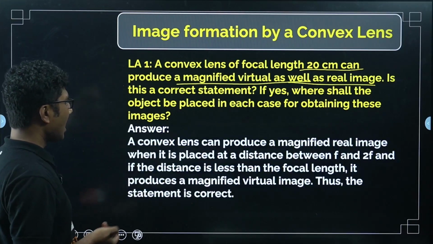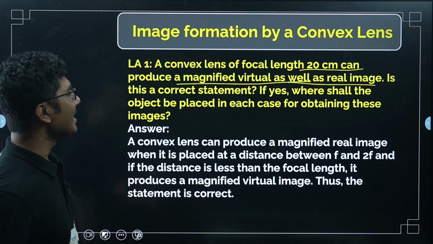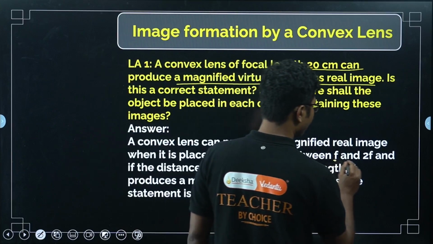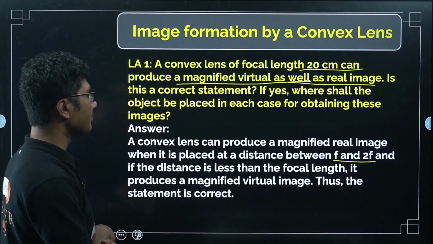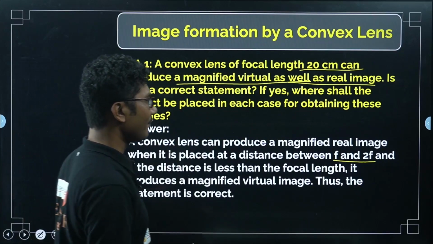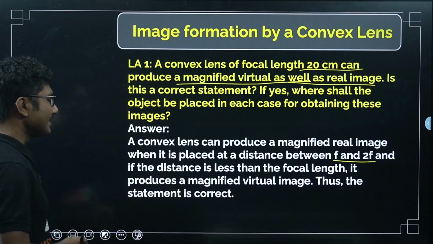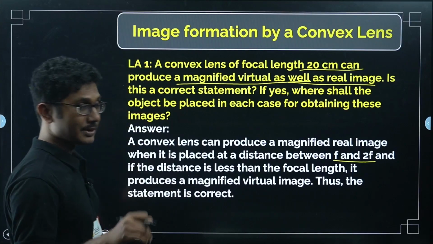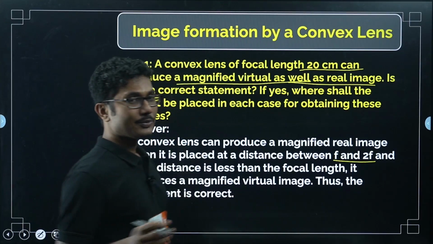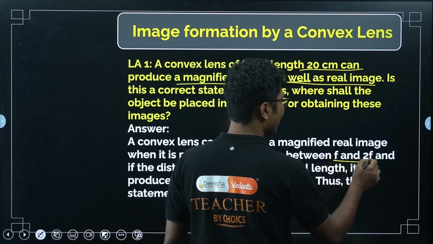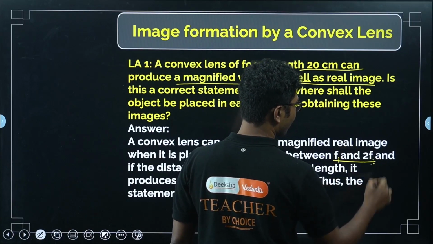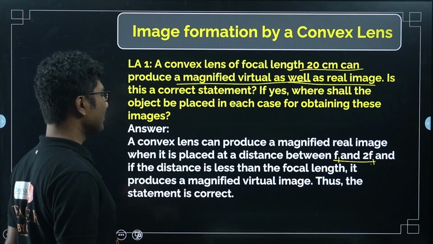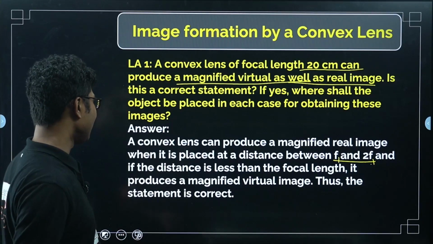So answer is, a convex lens can produce a magnified real image when the object is placed at a distance between f and 2f. So magnified image is produced when the object is placed between f and 2f, or basically you can write f1 and 2f1, and if the distance is less than the focal length, it produces a magnified virtual image. Thus the statement is correct.